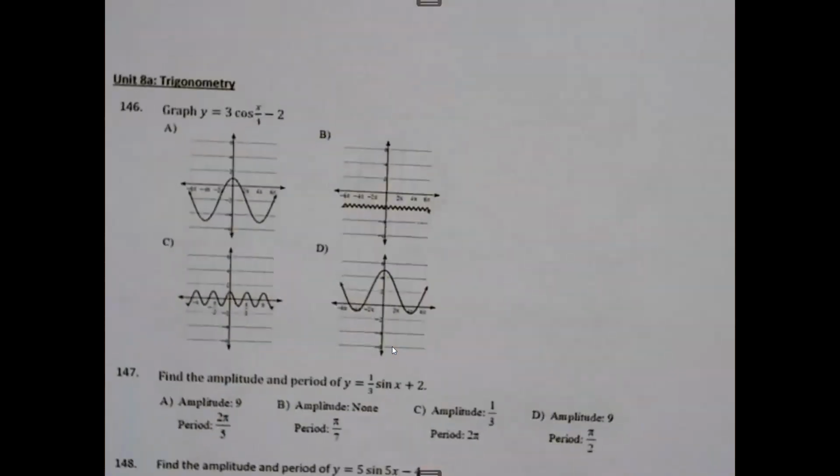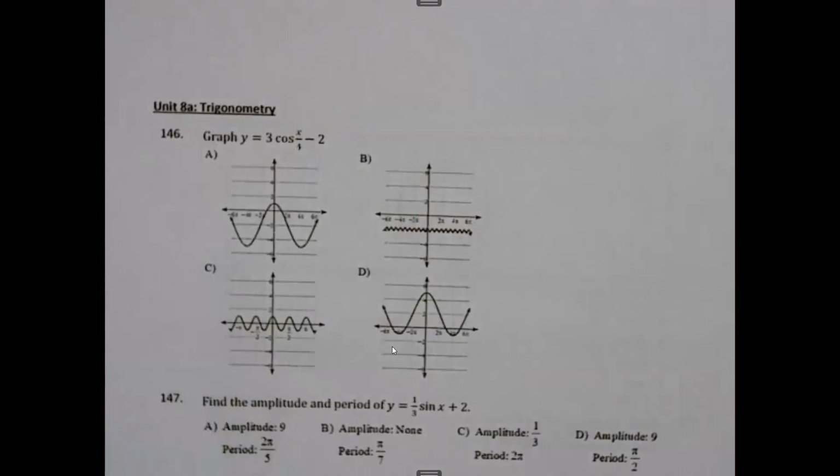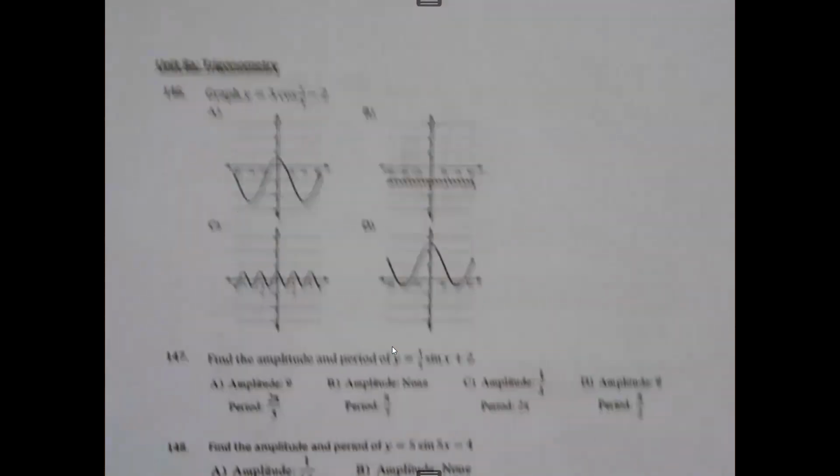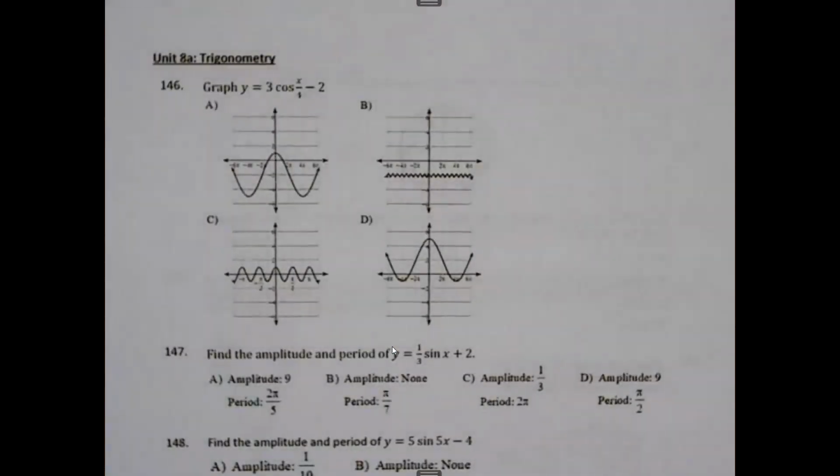Okay, so now let's move on to trigonometry. So we're going to go to 146. Now we're going to get back into some more algebraic type problems, and we're going to go back into, okay, give us some strategies with Desmos. So 146 is a graphing one. So this is a Desmos strategy.